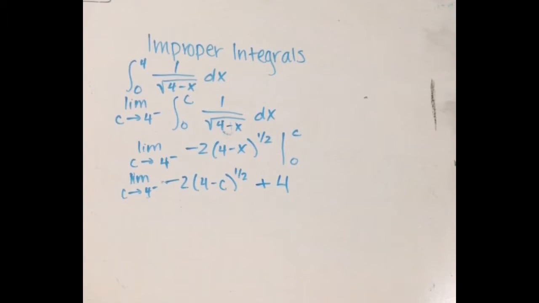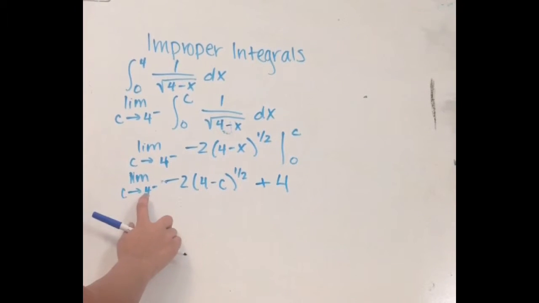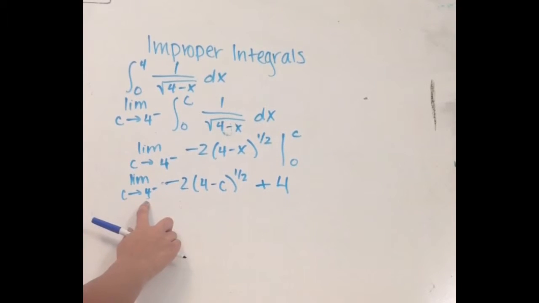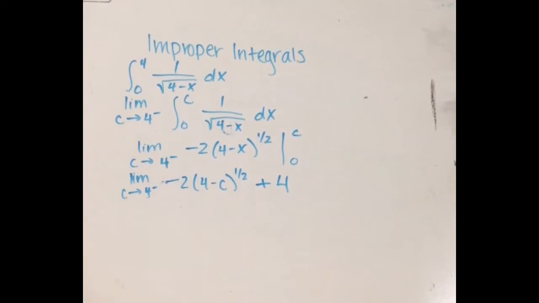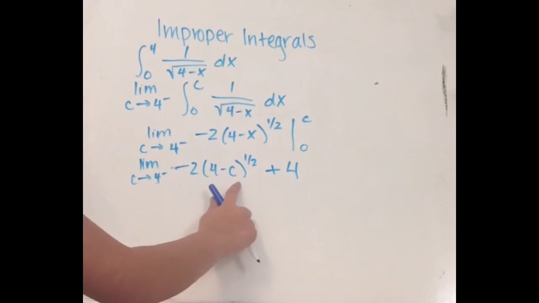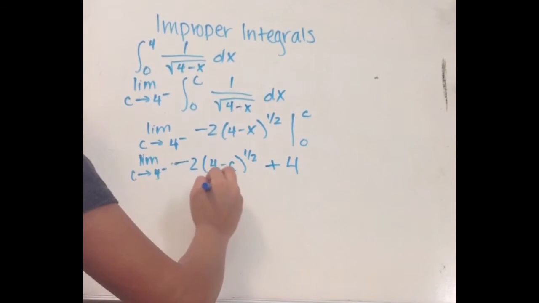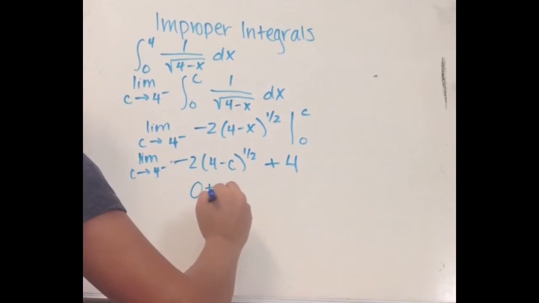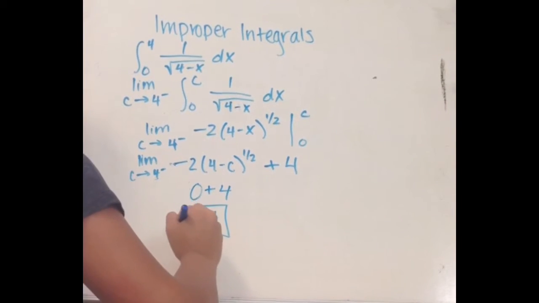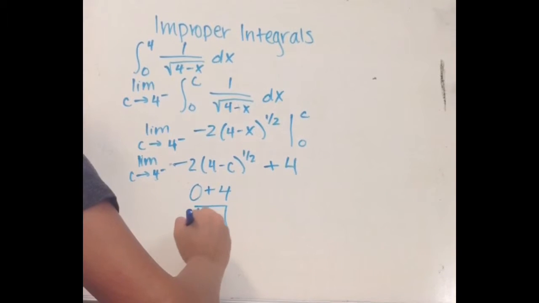So when we evaluate this limit, it's approaching 4 from the left-hand side. So what we would get is if you put in 4, it'll be practically 0, and 0 times anything is 0. So we'll get 0 plus 4. So the answer is 4. This integral is convergent.